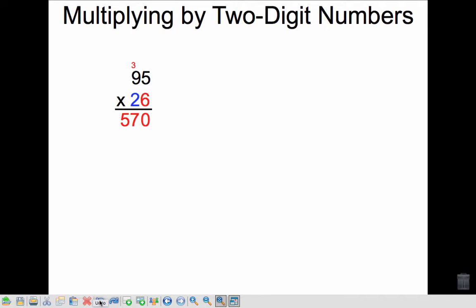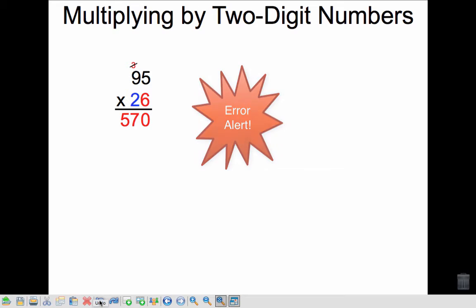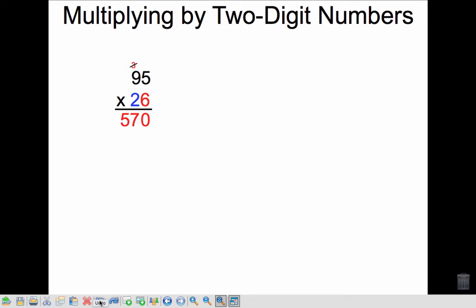Now, since I have used my 3 and I might have to carry in the next part of the problem, I'm going to go ahead and cross that off so I don't make the mistake and use it again. That is a common error for 5th graders. Now I'm ready to multiply the 2. I need to bring down a 0 because the 2 is in the tens place value. So I need to start off in the tens place value in my answer.